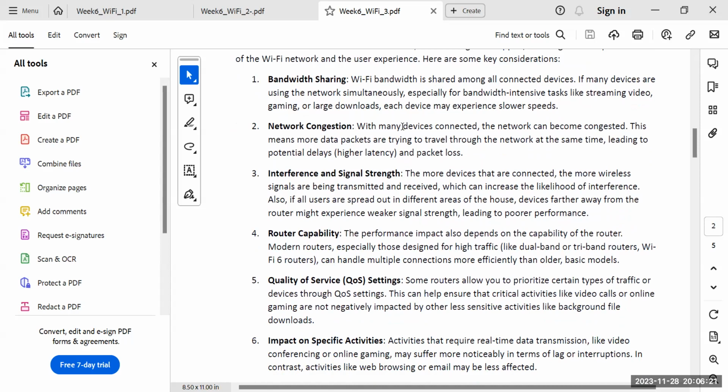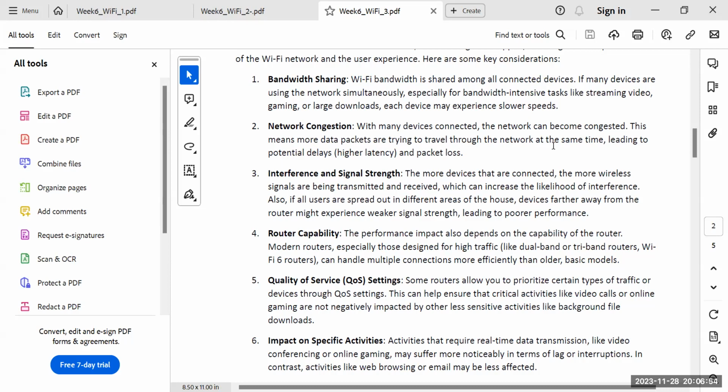Network congestion: with many devices connected, the network can become congested. This means more data packets are trying to travel through the network at the same time, leading to potential delays and even packet loss. You can create an analogy with a road. For example, you're going on a road and there's too much traffic on the road. Obviously, each traveler on the road will eventually have to slow down, and the time to reach the destination would be significantly more.